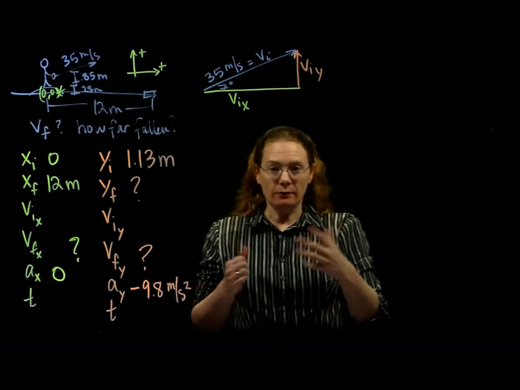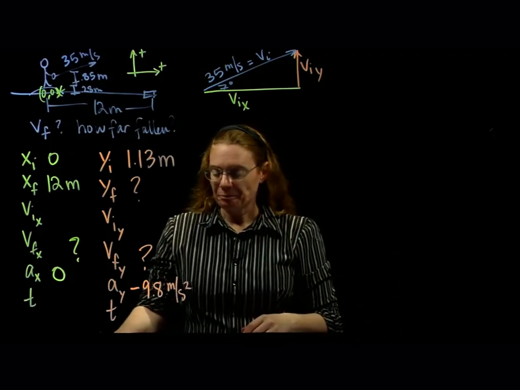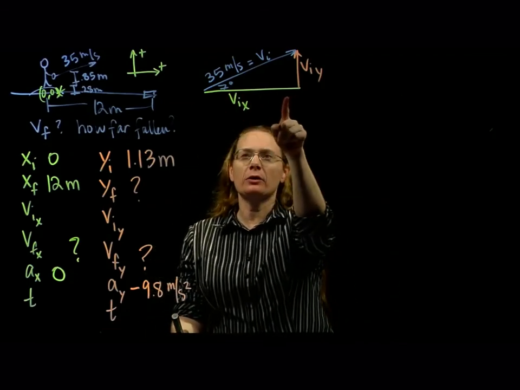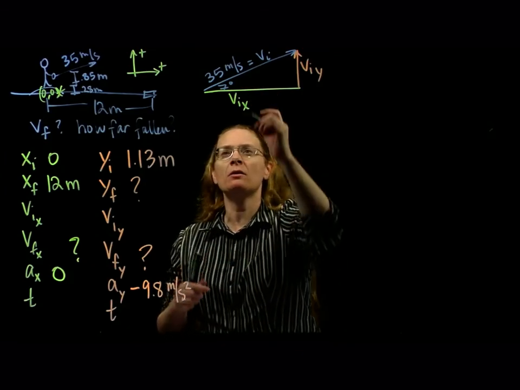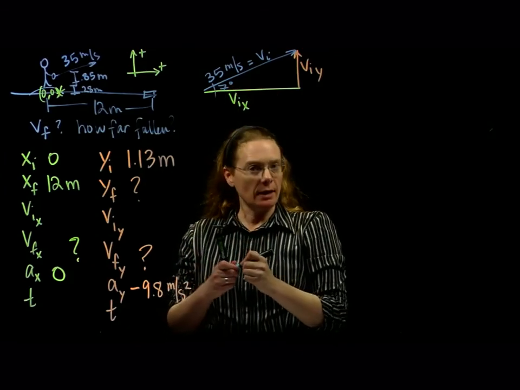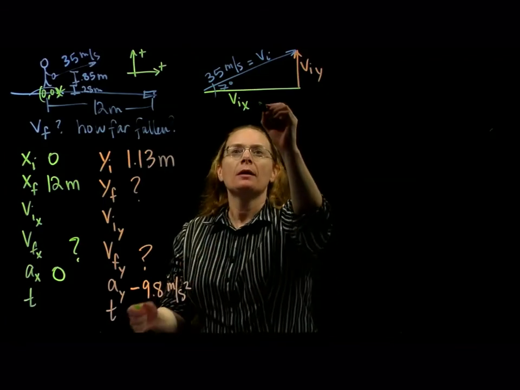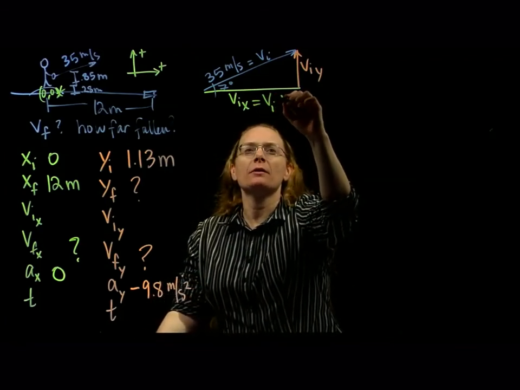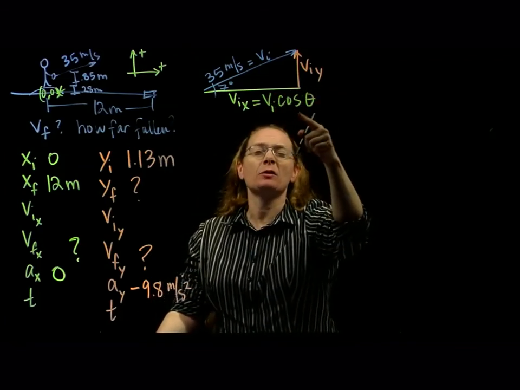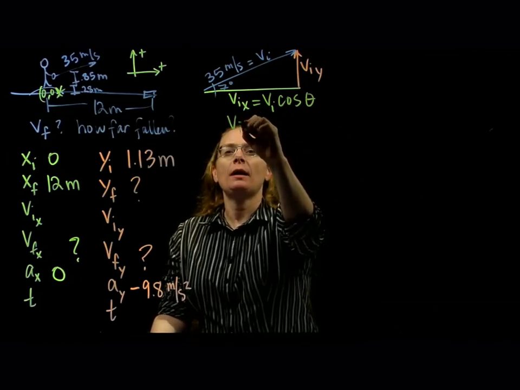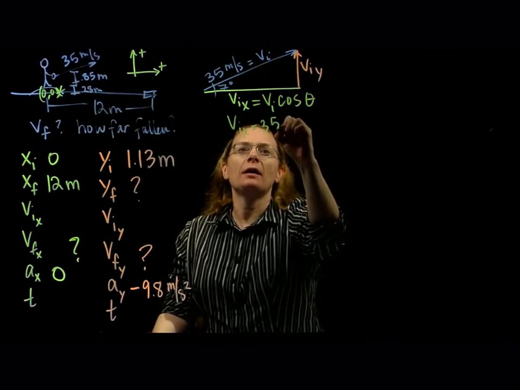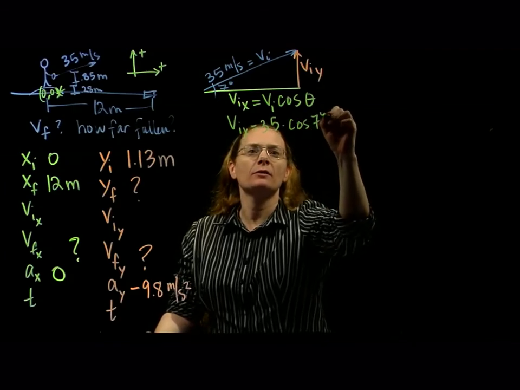So this is going back to vectors and our trigonometry. The x direction is adjacent to my 7-degree angle. Adjacent is the cosine component. So adjacent gives us the cosine component, so VI times the cosine of theta. VIX is 35 times the cosine of 7 degrees.